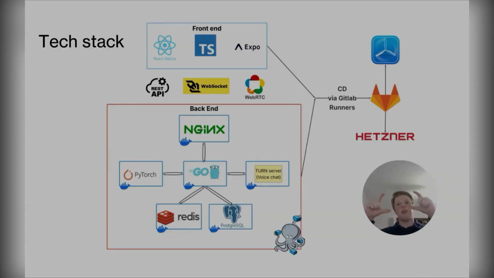We have an Nginx container, which we use as a reverse proxy to our main Go backend container. That Go backend will handle most of our application logic, but it connects up to some other stuff like PyTorch, which will handle moves for our AI models. Then we have a turn server, which handles voice chat. We have a Postgres container, which will store all of our data. And then Redis, which will handle active data like players queuing into games and games that are actively being played by people.